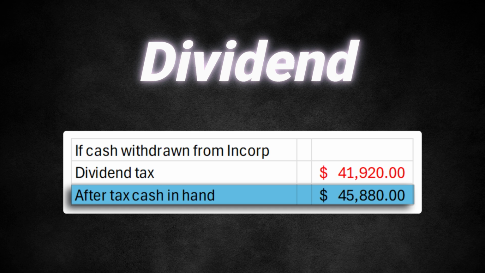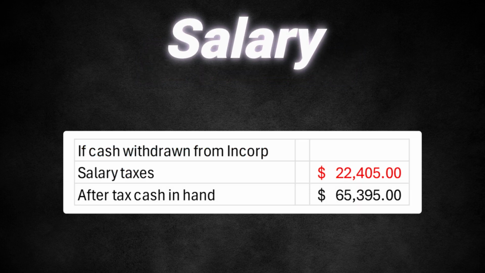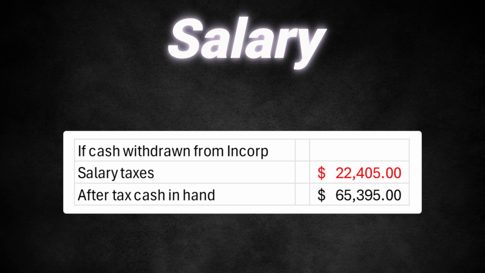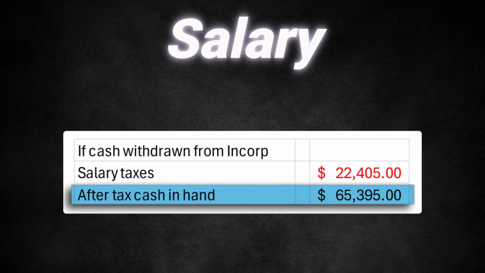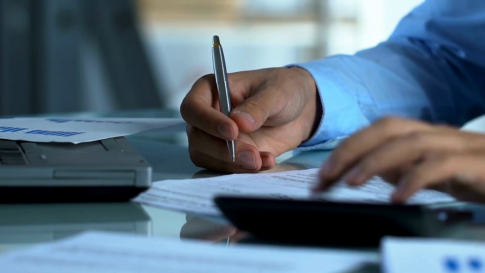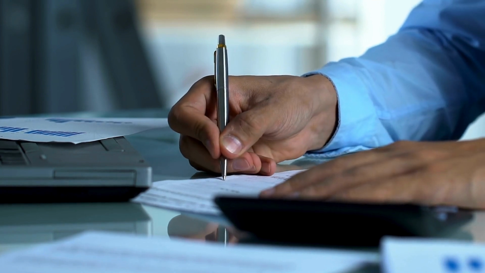Now let's look at the second option. The second option is paying yourself a salary. In this scenario, you'll be paying $22,405 in taxes when you withdraw $87,800 to yourself as a salary. That means your after-tax cash left would only be $63,000. You must be wondering, well, not only did I pay taxes personally, I'm also paying taxes on the corporation. Then what was the point of incorporating?